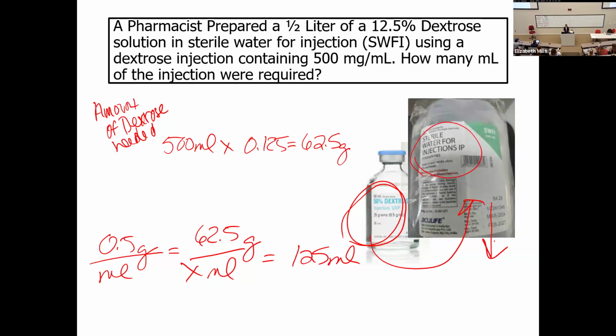Does that make sense? Because if not, then we would have 62.5 grams of dextrose in 625 milliliters, and that would change our concentration. So we're going to be minusing 125 milliliters from the bag. All right, you ready? Move on. Any questions about this one?